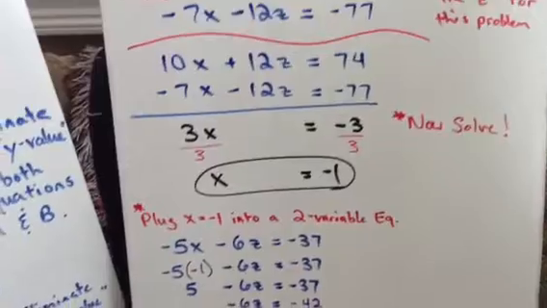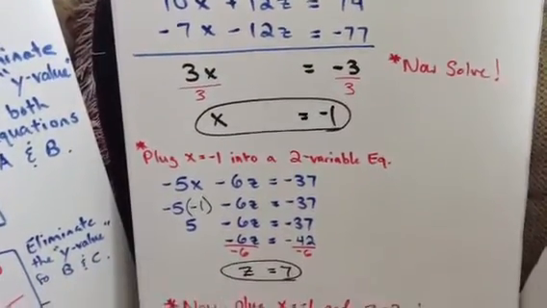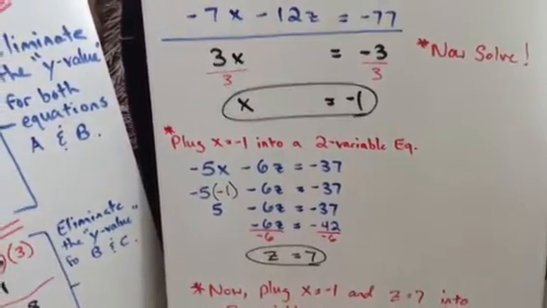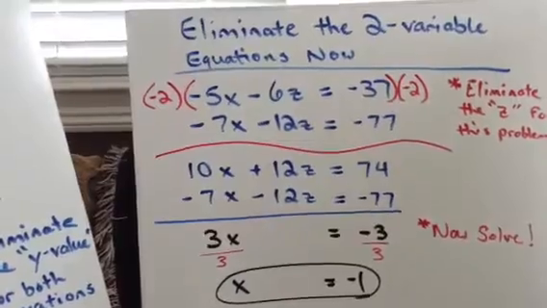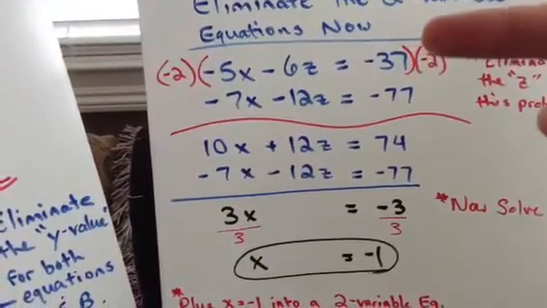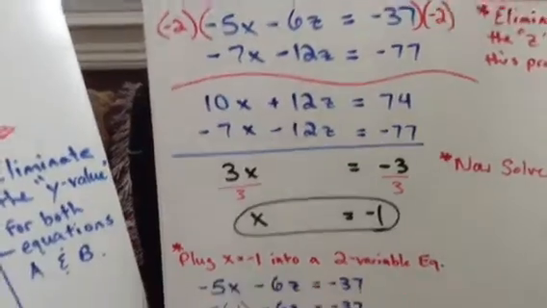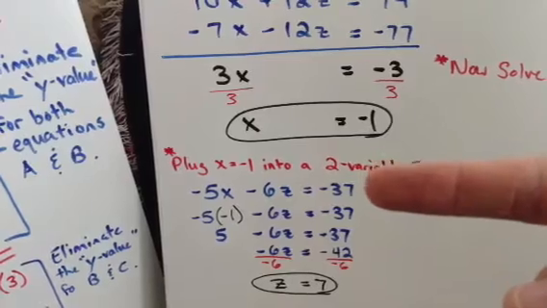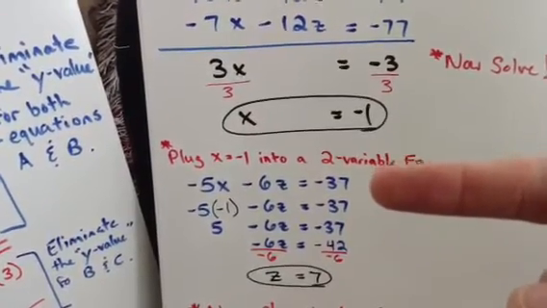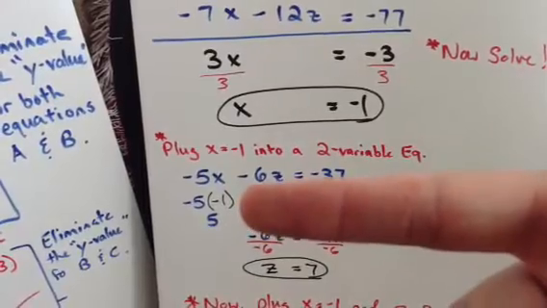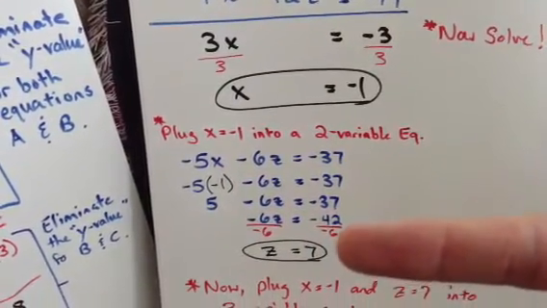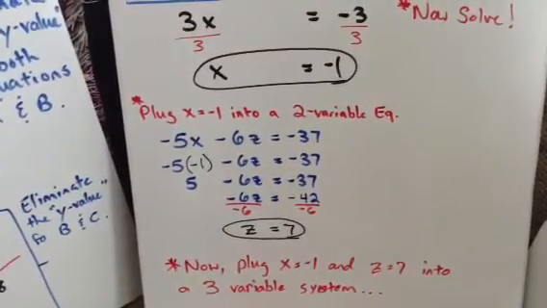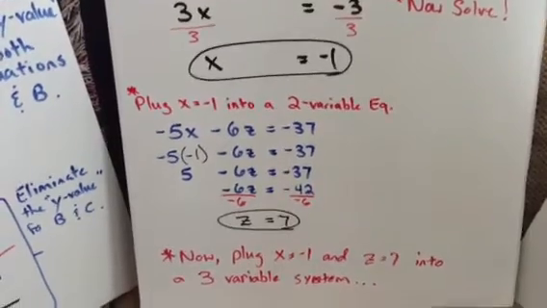So I solved. Next, I plug x equals negative 1 into a two variable equation. Well, my two variable equations were right up here at the very top. So I selected the first one right here. Okay? So you go on down, and there it is, the first one, negative 5x minus 6z equals negative 37. So I plug in my negative 1 that I just got for x. I solve it for z. So very quickly I've got two answers. I'm missing my y value now, so I'm going to go back and plug in to a three variable system.